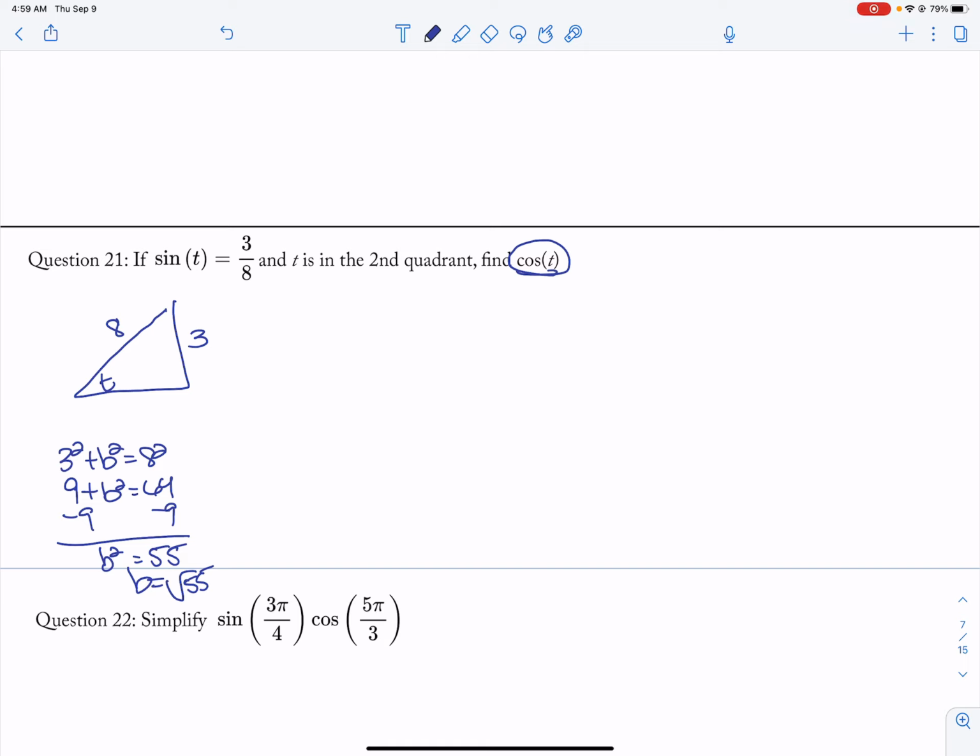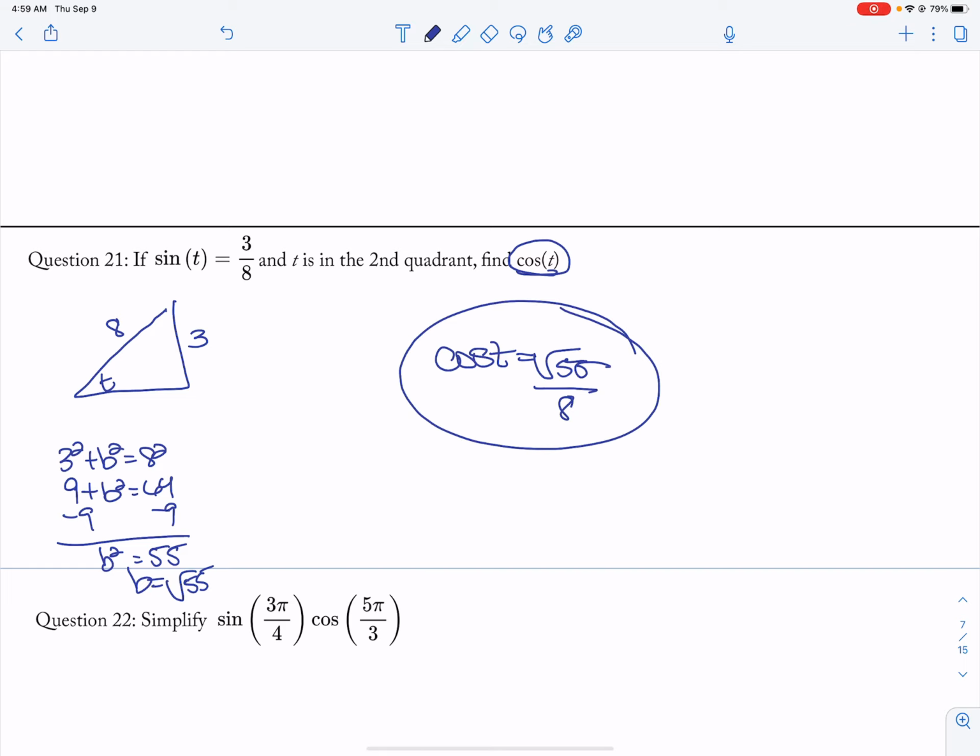I actually thought my children were awake. Okay, so then cosine would have been root 55 over 8. Oops. Okay.